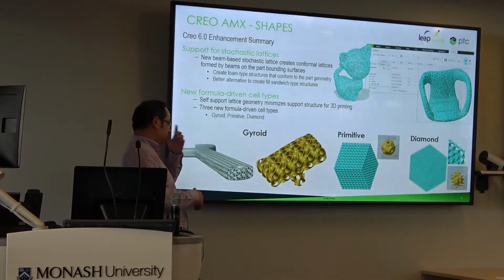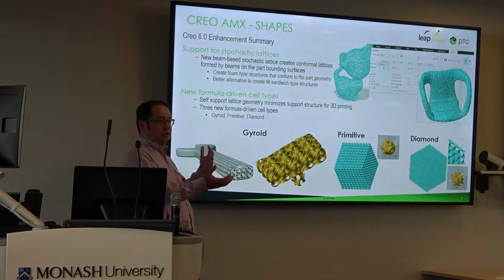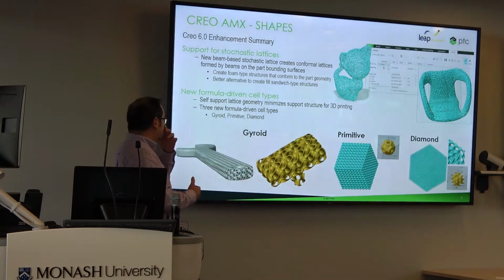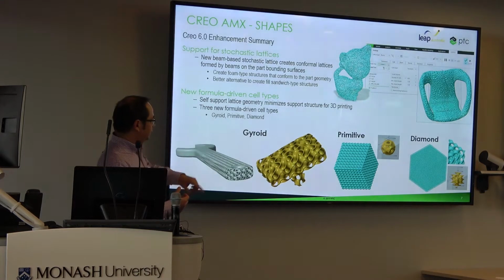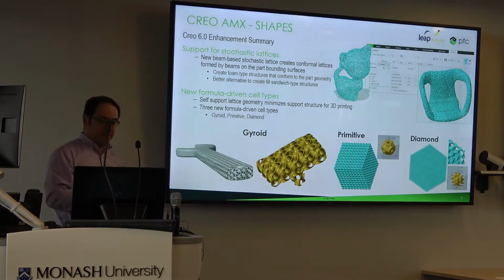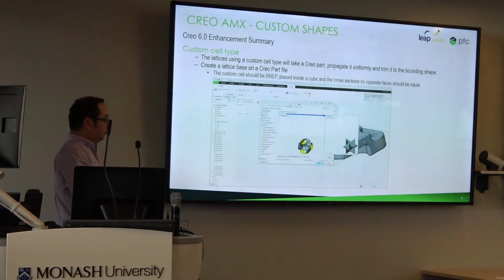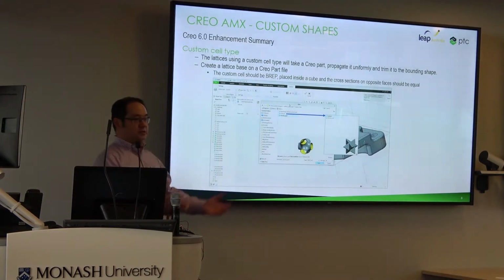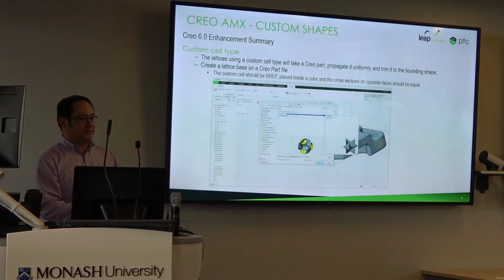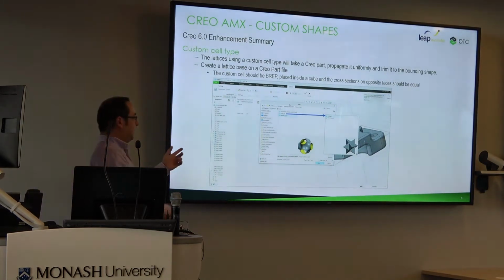They're also designed to handle different load cases and scenarios. So three new types inside Creo: gyroid, primitive, and diamond shapes that we can generate as well. And also, if you don't like any of those options, you can just model your own lattice. So you can basically create your own part.